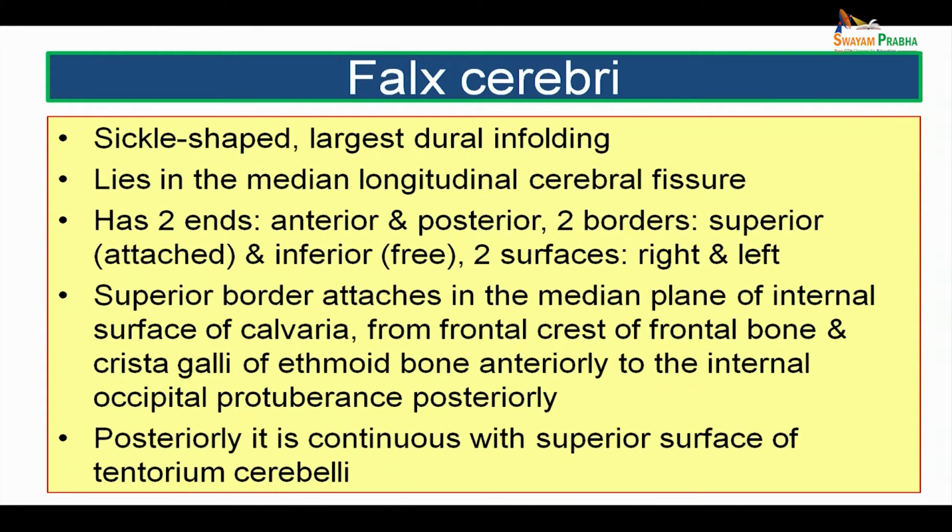The superior border attaches in the median plane of the internal surface of the calvaria, extending from the frontal crest of the frontal bone and the crista galli of the ethmoid bone anteriorly to the internal occipital protuberance posteriorly. Posteriorly, it is also continuous with the superior surface of the tentorium cerebelli by its posterior end, which is broad.